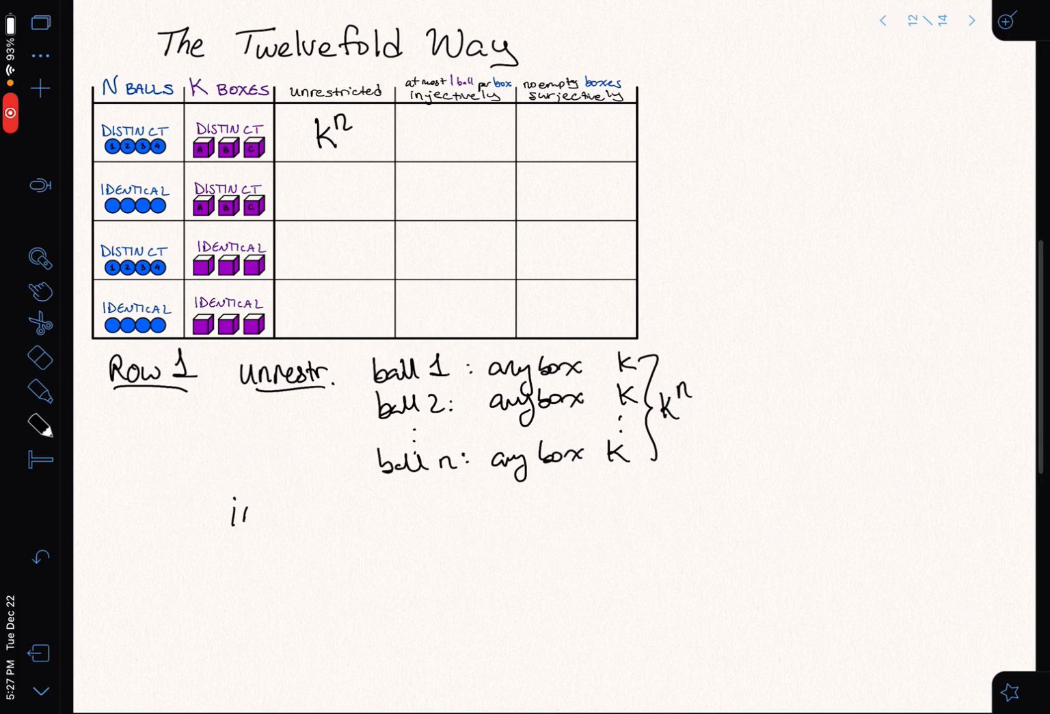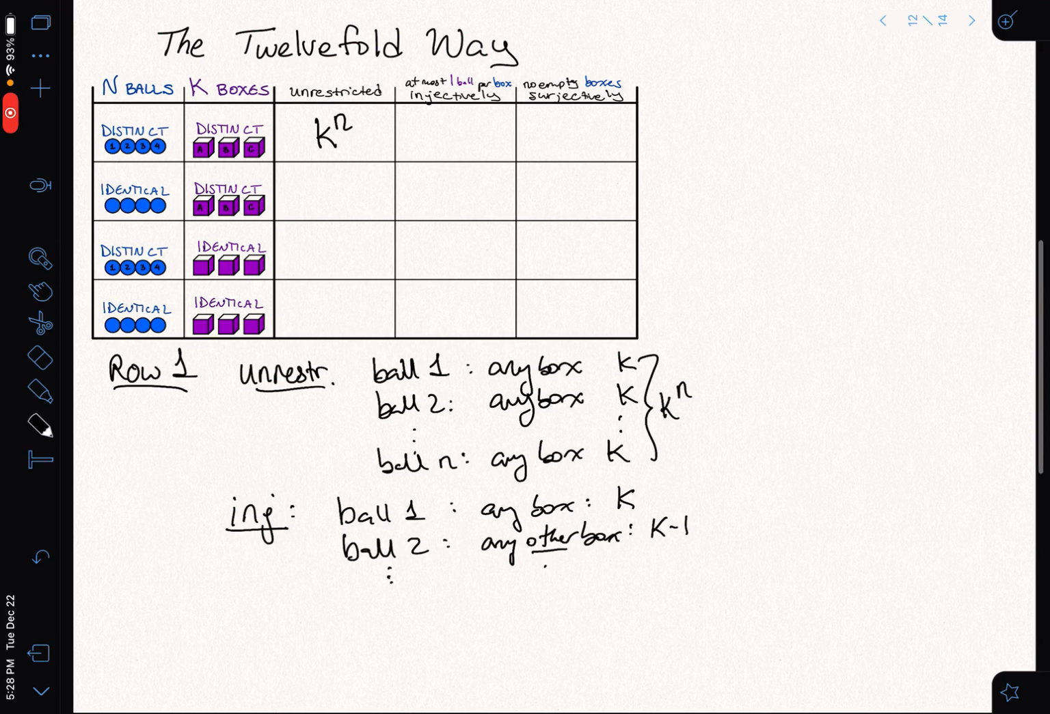Okay, what about the injective approach? In this case, we're going to make sure that every box has at most one ball. Okay, so let's go through it again. Ball one, any box. Starts off the same. There are K choices. What about for ball two? Ball one's already been placed. So we can't do any box, but we can do any other box. So there are going to be K minus one choices here.